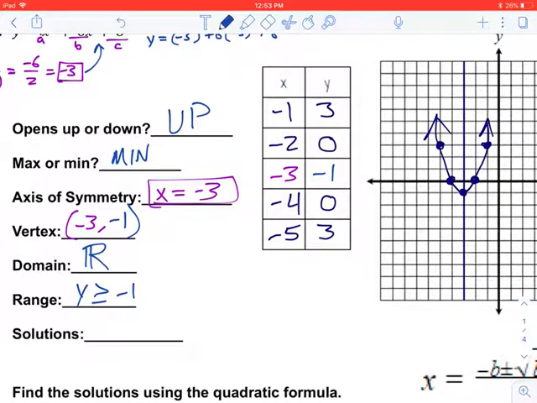And the solutions are either those 2 x values on the graph that cross the x-axis or the 2 x values where the y is 0. So either way, your answers are going to be negative 2 and negative 4. And there we go.